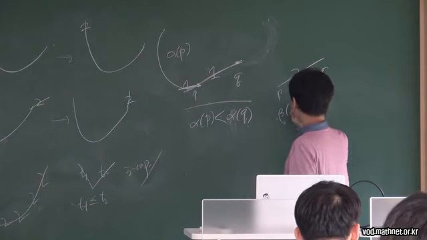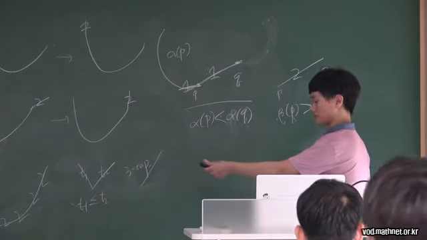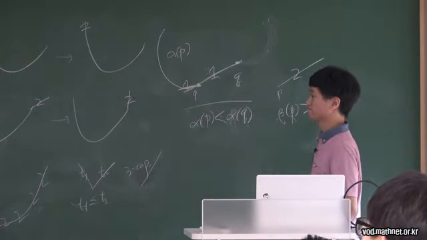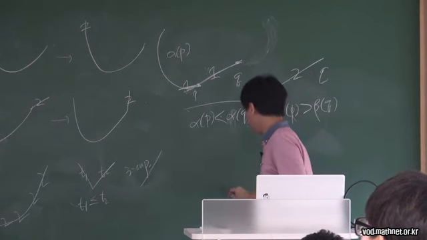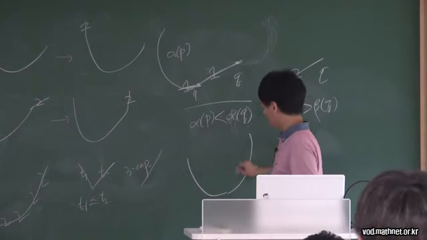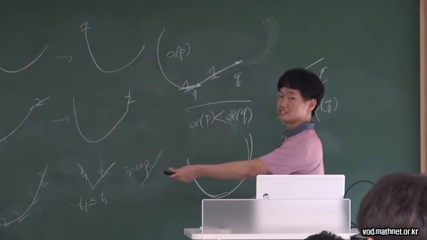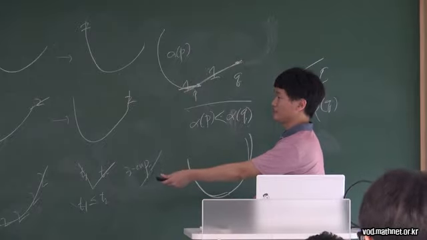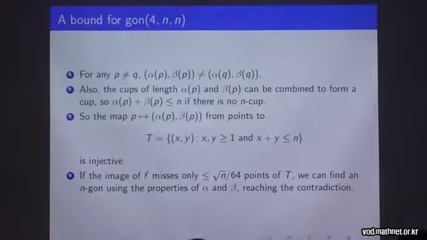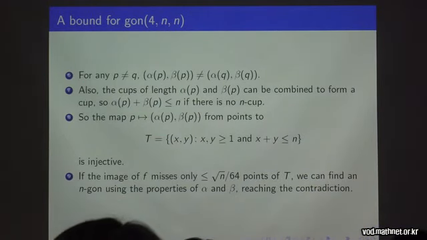And the same thing goes for P and Q connected by a segment of type 2. For this one, beta P is greater than beta of Q. So this in particular proves this theorem. And also, if we have a point P, the cup of length alpha P and the cup of length beta P can be connected to form a large cup. So alpha P plus beta P should be less than or equal to n. So this map, P from S to this set T, is injective. So the size of T is the original Kappa bound.